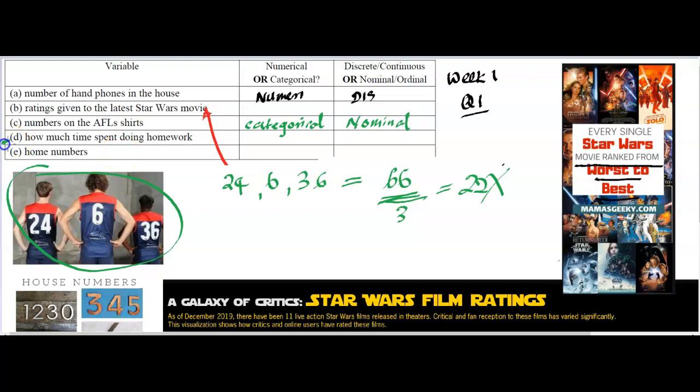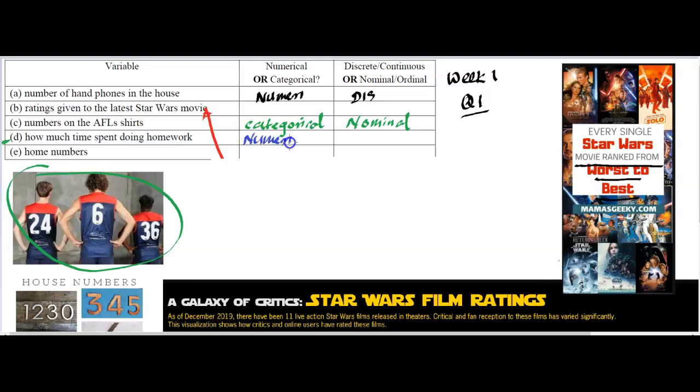Then the question D, again I'll just delete this bit. How much time spent on doing homework? Most of you did it correctly. It's numerical. Almost all of you did it correctly. Numerical, but it is continuous because you're going to measure, you're not going to count. So it's continuous. The other mistake most of you made is this one, house numbers.